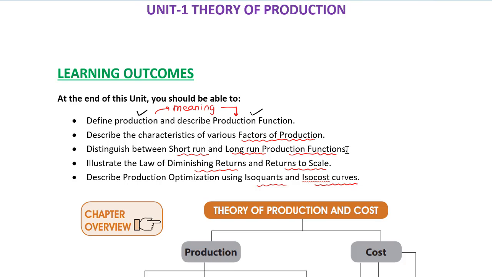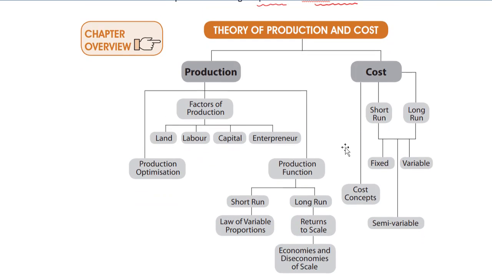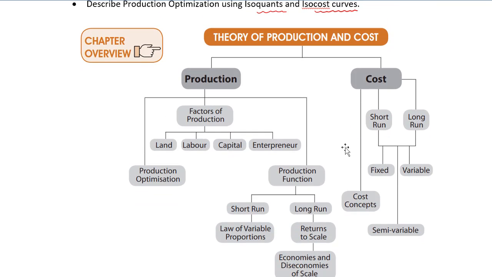Let us see a quick overview of this chapter. So this is the content that we are going to cover. In production part, factors of production, we have land, labor, capital and entrepreneur. The return of land is known as rent. The return of labor is known as wages. The return of capital is known as interest. And the return of entrepreneur is known as profits.